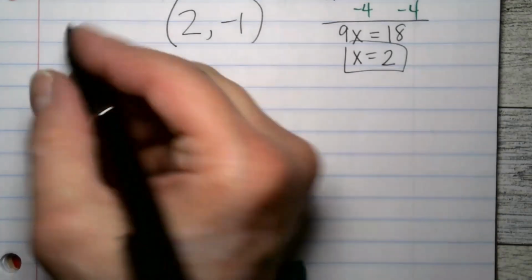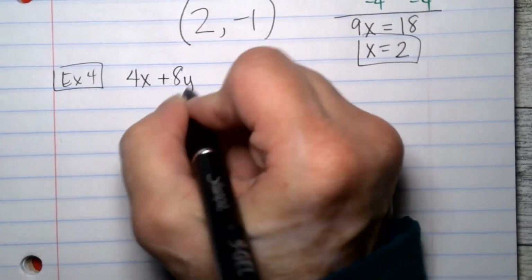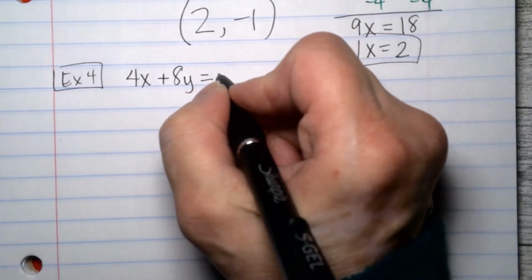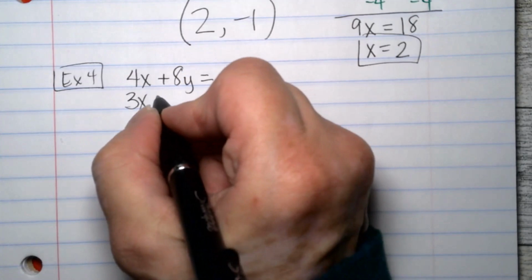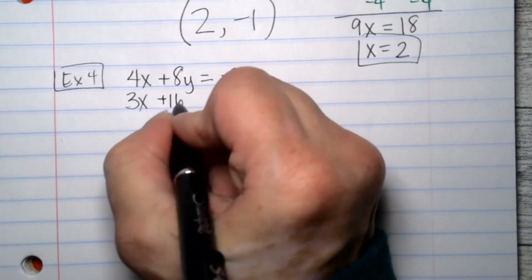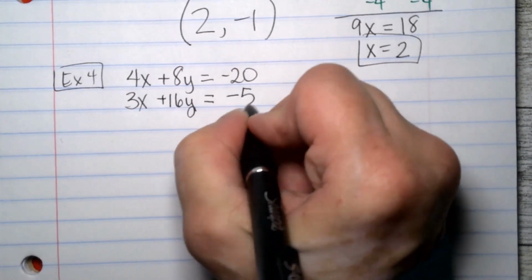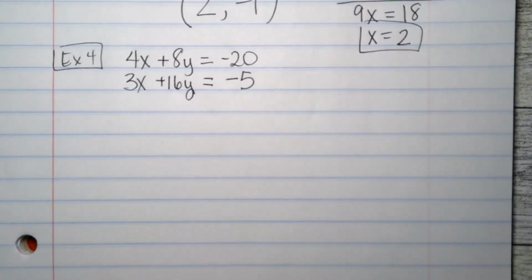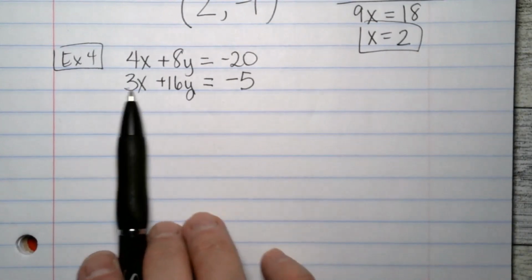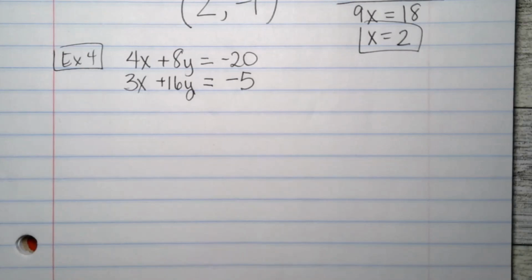All right, example 4. All I want you to be able to do is see if you can spot what I'm going to change. You don't have to do all the steps. I'm not going to ask you for answers. I just want you to spot the easiest thing to do to set this one up so that something would cancel. So you look at the x's and ask, can I turn a 4 into a 3, or a 3 into a 4 easily? Yeah, it's doable, but not easy.